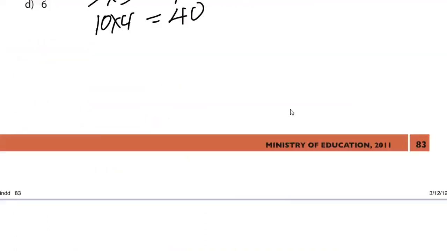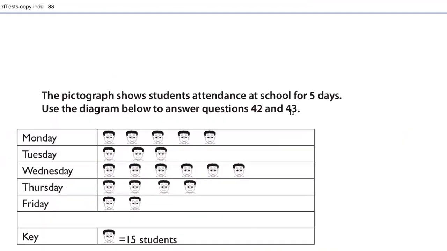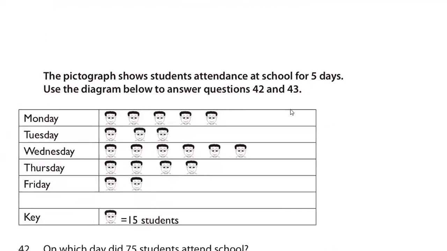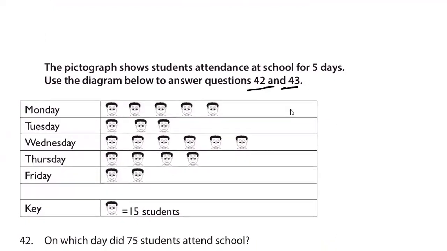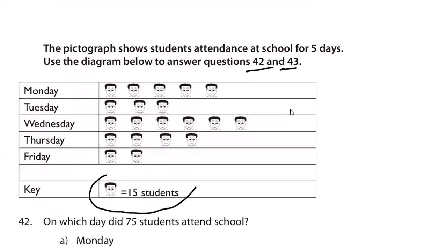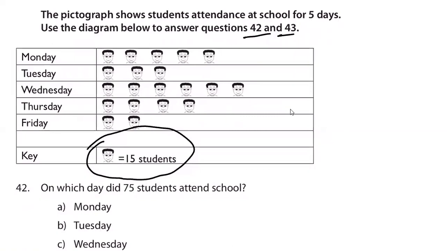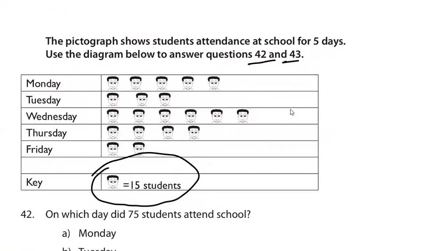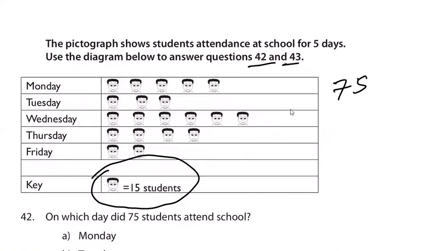So let's move on. The picture graph shows the student attendance at school for 5 days. Use the diagram below to answer question 42 and 43. So this represents 15 students. That's very important. And which day did 75 students attend school? So basically, if one of them represents 15, we need to know what is 75 divided by 15, which is 5. So we're looking for the day that had 5 symbols, and that would be 1, 2, 3, 4, 5. That's Monday. So you can just think of it 15, 30, 45, 60, 75. So Monday would be the answer.